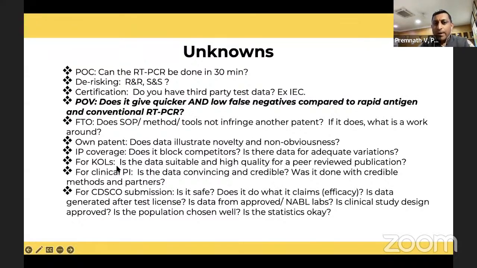And for KOLs, key opinion leaders, the question they might ask you is, is the data that you have reliable? Has it been published in, say, a good journal or not? Has it been peer reviewed? Are there holes in the data that you're showing? So you can see how the KOL has shifted the focus in terms of the kind of data that you need to generate. These are key opinion leaders. And for clinical PIs, the PIs who might be running your clinical studies, they wouldn't take the risk if they were not comfortable with the data that you're showing, right?